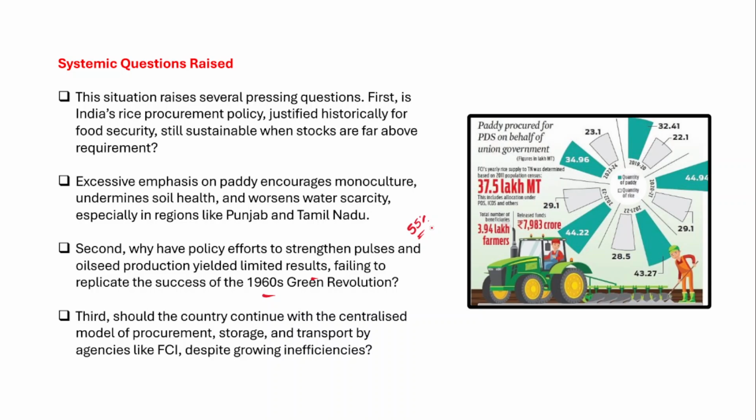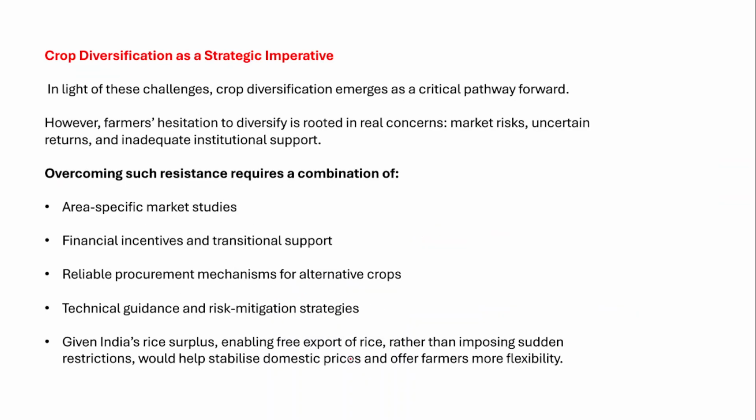The third major important factor: should the country continue with the centralized model of procurement, storage, and transport by agencies like the Food Corporation of India, despite growing inefficiencies of the procurement agencies? So these are the three fundamental questions that have to be addressed in this context. However, it is generally believed that crop diversification is a very important and strategic imperative for a country like India.